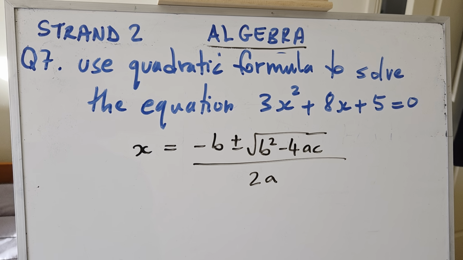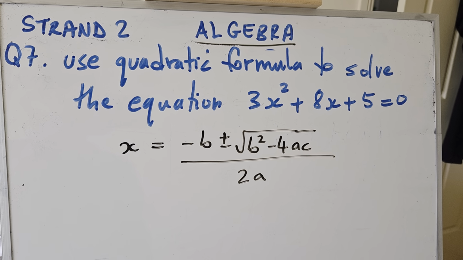Strand 2 question number 7. Use the quadratic formula to solve the equation 3x squared plus 8x plus 5 equals 0.